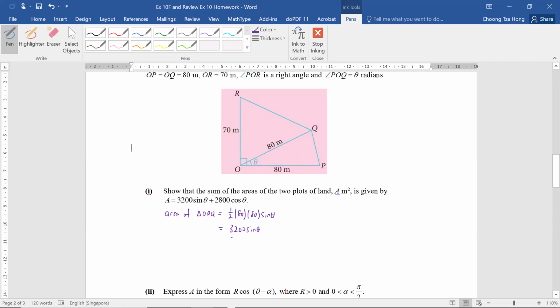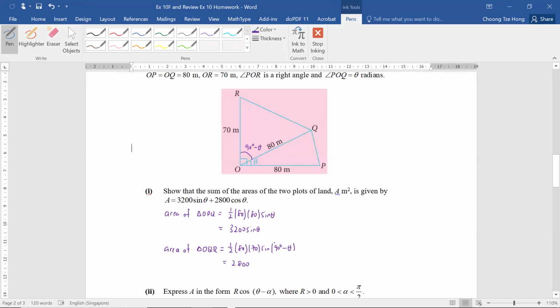Right, so now we will find the area of triangle OQR. For OQR, the included angle will be over here, which is 90 degrees minus theta. If we apply the formula, we'll get half ab sine 90 degrees minus theta. Half times 80 times 70 will give us 2800. But over here we want cosine theta. So how do we convert sine 90 degrees minus theta to cosine theta?